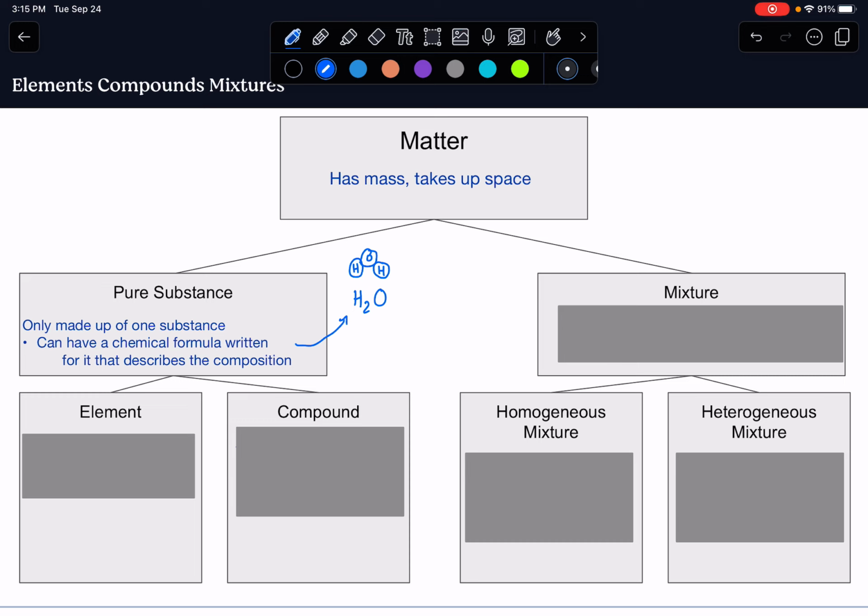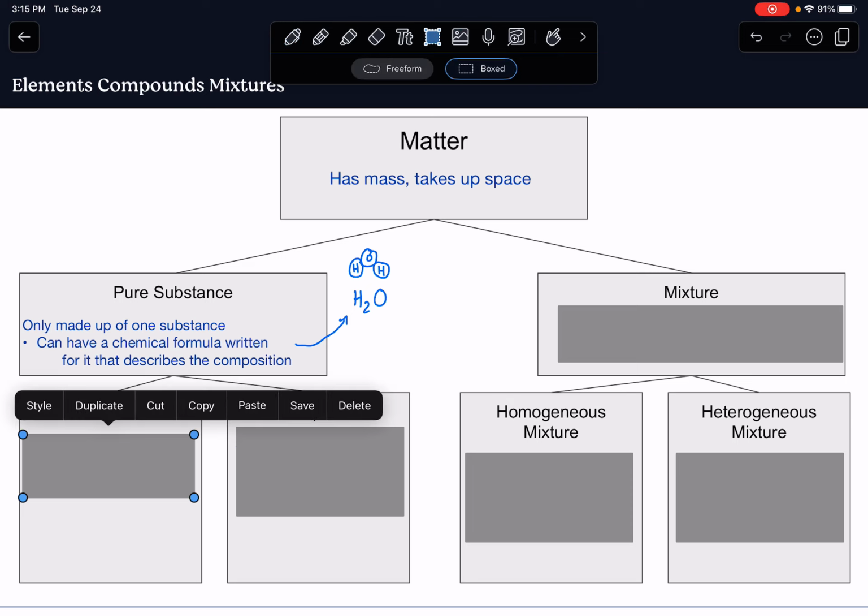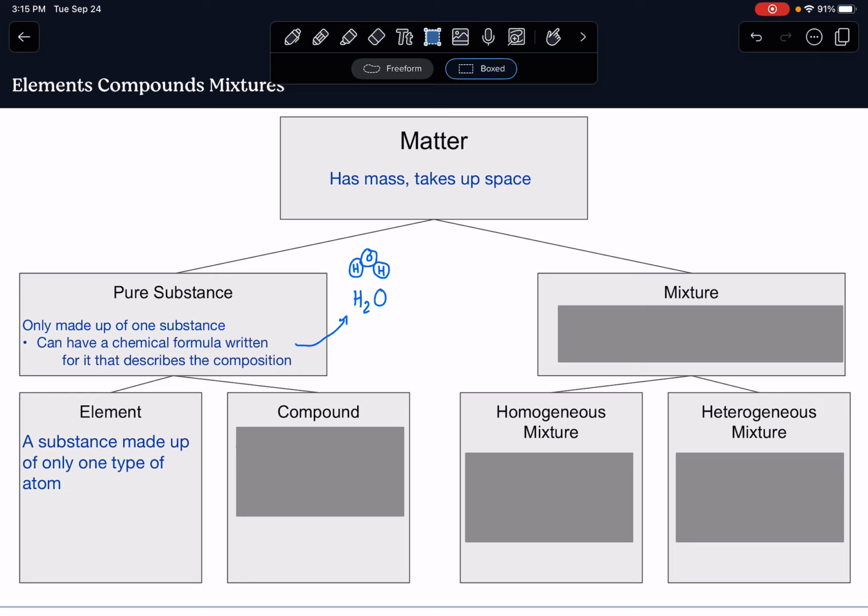All pure substances are going to have a chemical formula that you can write for them, okay? Whether it's an atom or a molecule, you can write a chemical formula. What makes an element different from a compound is that an element is a substance that's only made up of one type of atom. So when you are looking at the chemical formula, you're only going to see one element present. There are 118 elements. They are on the periodic table. So if your substance is one out of those 118, then it's going to fall into this category.